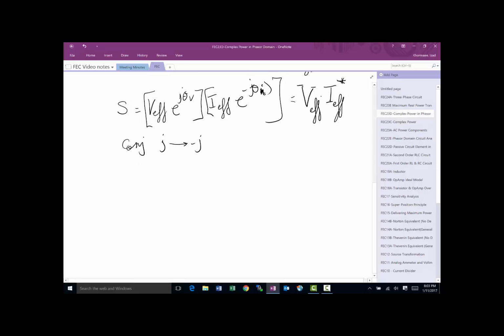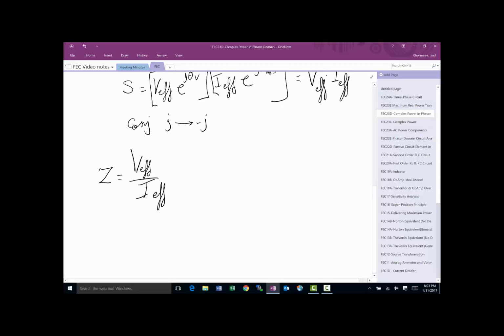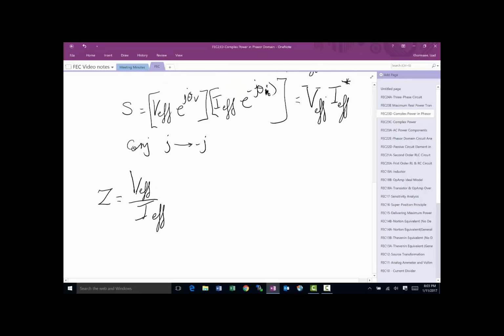We can start introducing variations, because we know that Z in phasor domain is V effective over I effective. I'm not going to go through all the variations, but for example, I could replace V effective with Z times I effective. So S equals Z I effective times I effective conjugate. That's another way of writing S.